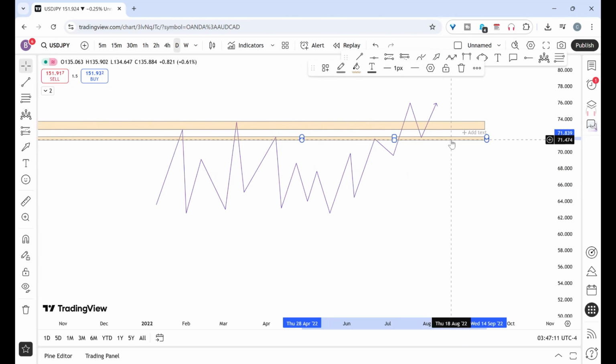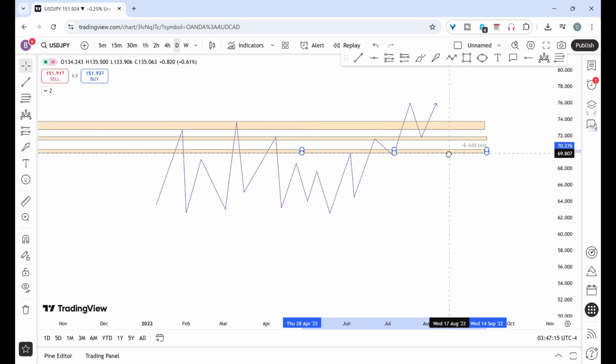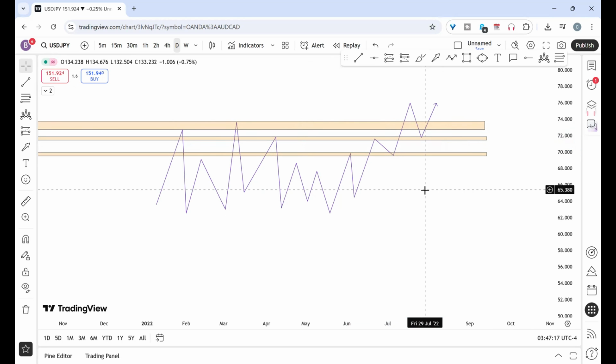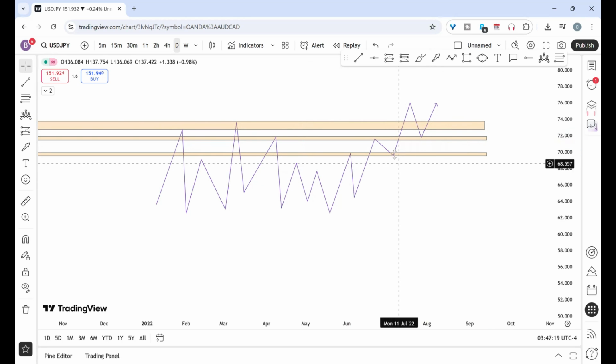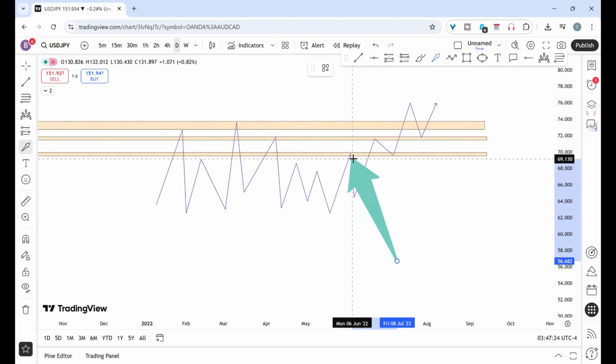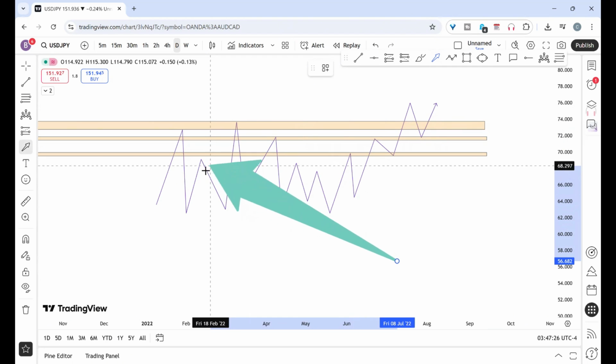Okay, let's go for another one. So let's move it down. Do you see any other points that touch the level? Yes. So right here, we have 1 point. We have the second one. Yes, can we consider this one if we widen up our level?